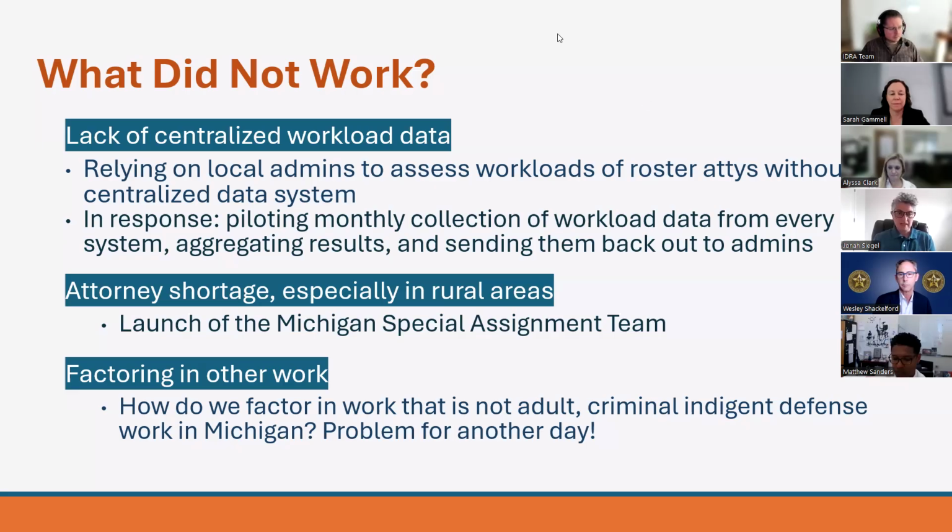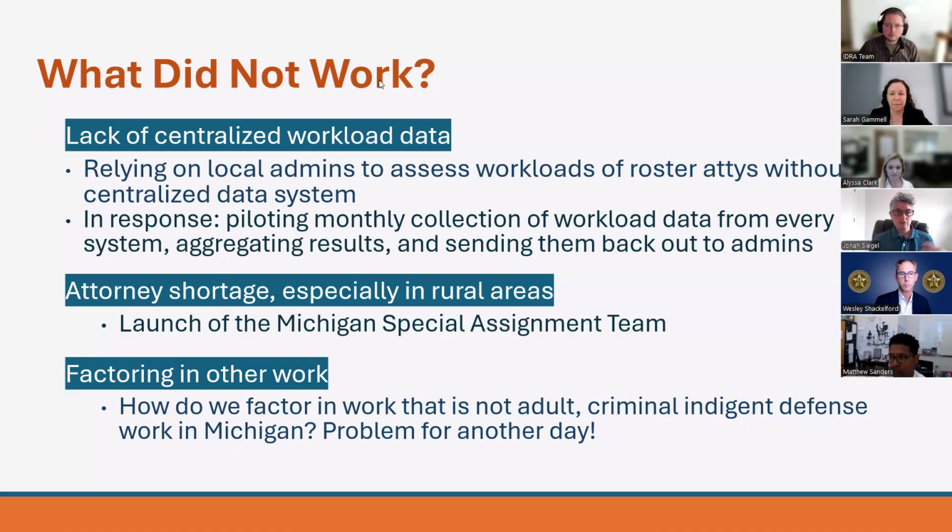I'll move quickly because I know we're getting late. The second thing that's been hard, again, and this is not unique to Michigan, is the attorney shortage, especially in rural areas. Michigan's current response to that has been something called the Michigan Special Assignment Team, which is not run through the MIDC, but it is funded by the MIDC, and it is an organization that basically pairs attorneys to cases in other parts of the state that need assistance, whether they're just kind of low on attorneys generally, or whether they are low on attorneys with certain qualification levels.